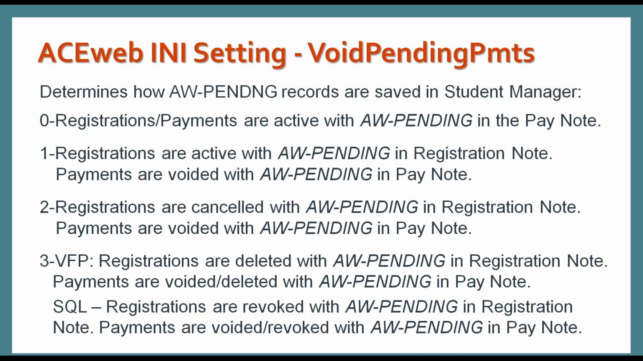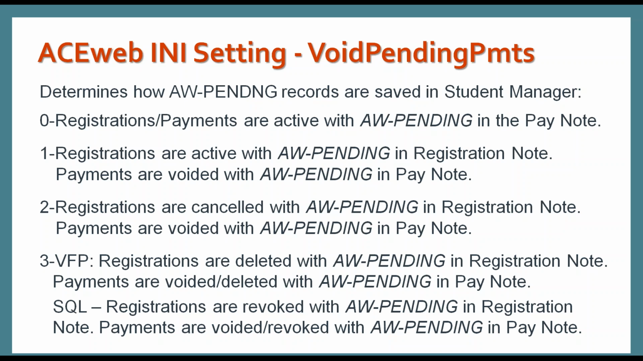If you have it set to 0, and this is the default, I believe, your registrations and your payments are going to be active with AW pending in the pay note field. If you have this set to 1, your registrations are going to be active with AW pending in the registration note. Your payments are going to be voided with AW pending in the pay note. It's getting tricky to say. If you have it set to 2, registrations are going to be canceled with AW pending in the registration note, and then your payments again are going to be voided with AW pending in the payment note.